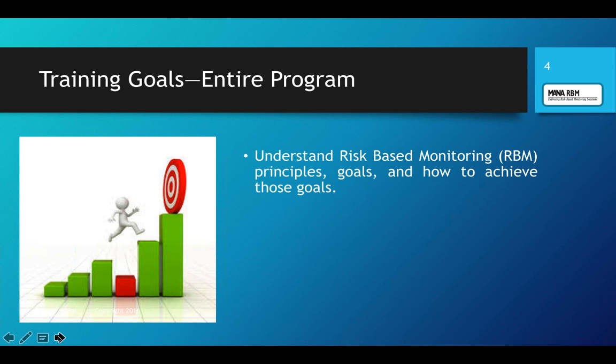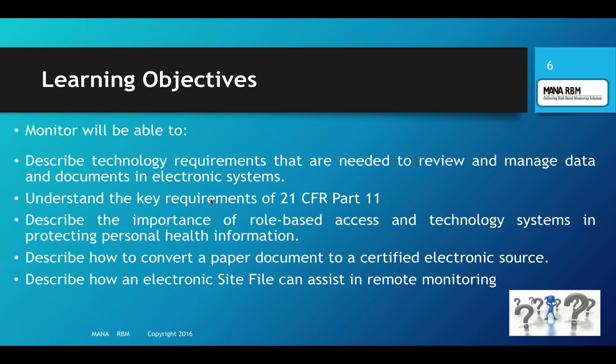As we mentioned before, the goal of the entire program is to help you understand risk-based monitoring principles, goals, and how to achieve those. Now, for today, what we want you to be able to do is to describe technology requirements that are needed to review and manage data and documents in electronic systems, to understand the key requirements of 21 CFR Part 11. And as I've mentioned previously, this is a regulation. This is not a guidance. So these are things that you have to do from a legal standpoint.